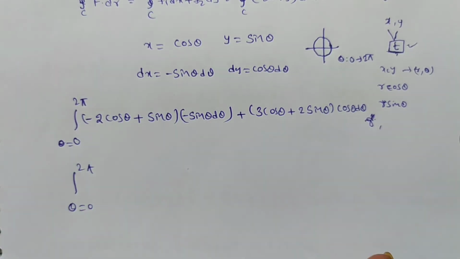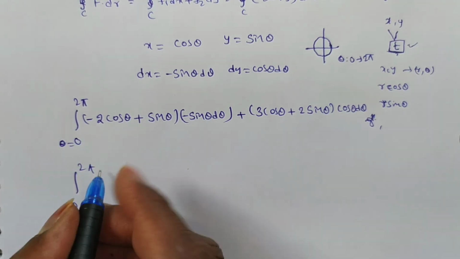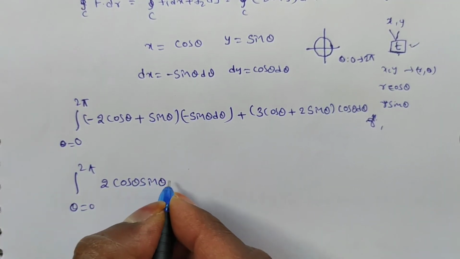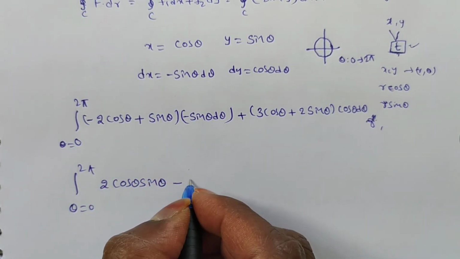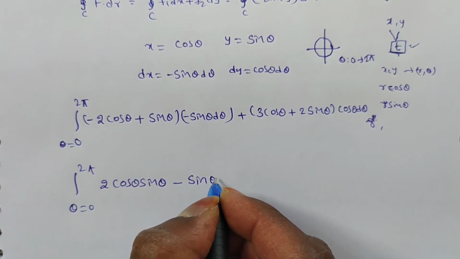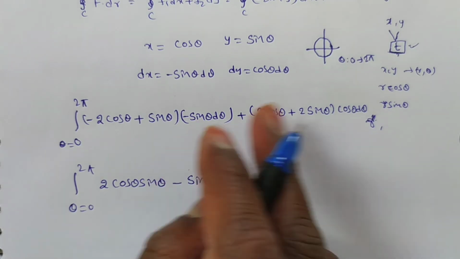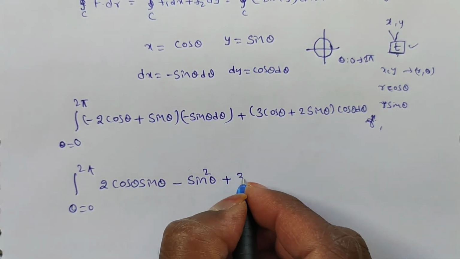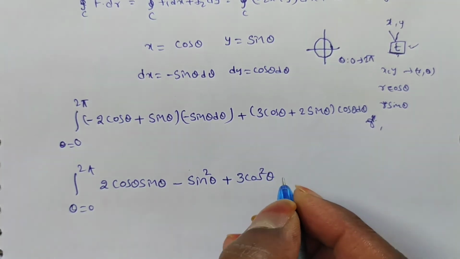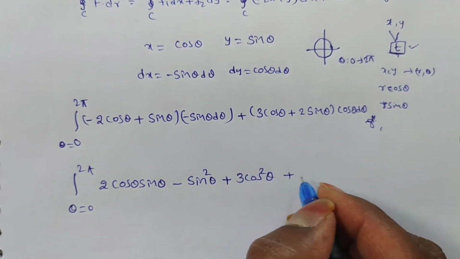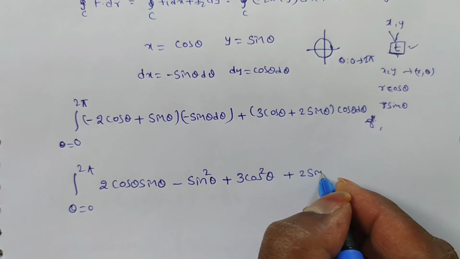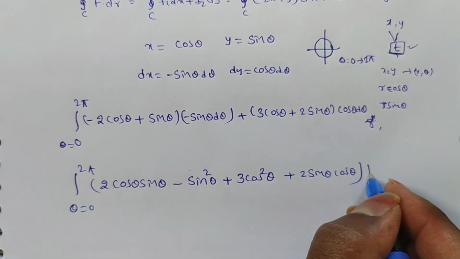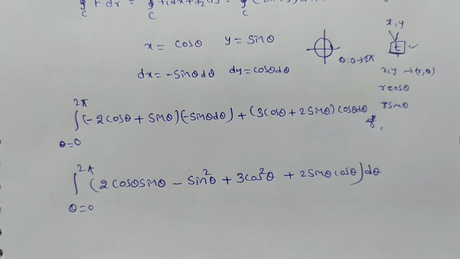Now multiply it inside, d theta is there also. So total you take d theta outside, then you can write 2 times of cos theta sin theta plus into minus sin theta into sin theta, sin square theta. d theta I am writing outside. Plus 3 cos theta into cos theta, 3 cos square theta. Next you can add plus into plus 2 sin theta cos theta. Overall we have a d theta, right?